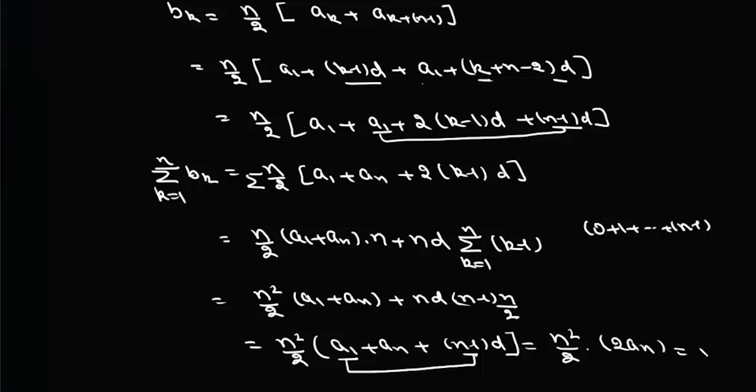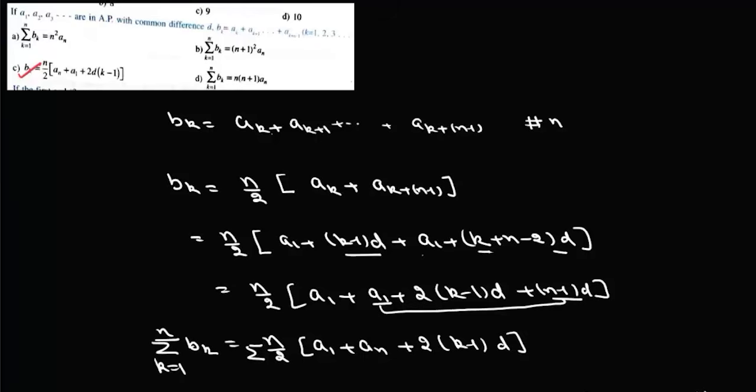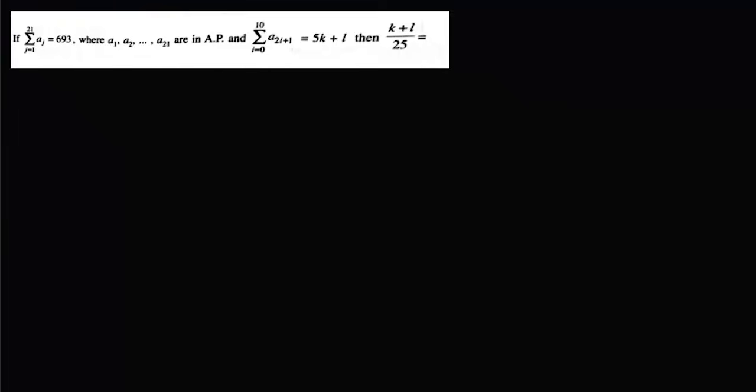So summation bk will be simply n square an, and that's your option A. So the correct options are A and C. Now here the question is, if A1, A2 up to A21 are in AP and sum of this AP is 693 and sum of odd terms of this AP is 5k plus L, then k plus L upon 25 equals to what?